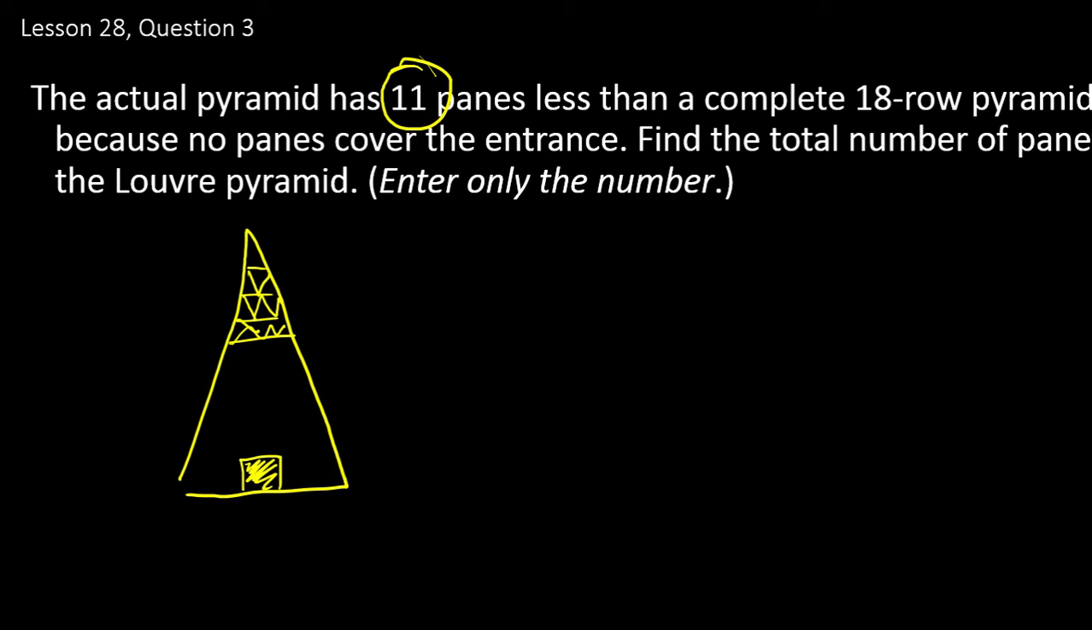So if you knew the total number in a normal pyramid, just like how many should be in a normal shape, but the Louvre is missing those 11, well then how many does the Louvre have? Again, we just counted in the last problem the number that a normal geometric pyramid would have. They're saying that this pyramid is missing 11 of those. So what does that bring our actual number down to? And that will tell us the number of panes in the Louvre pyramid.